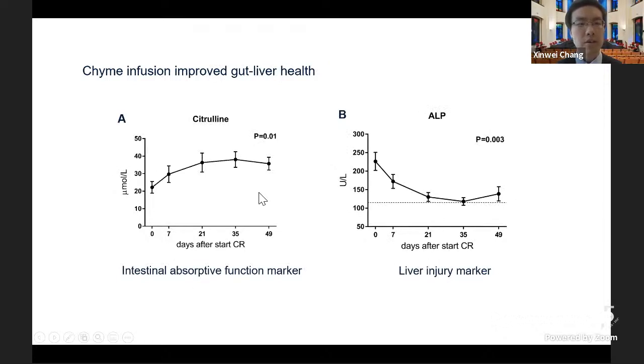Then we studied the effect of chyme reinfusion on the gut liver health. In figure A, citrulline is an intestinal absorptive function marker. Citrulline levels are increased after chyme reinfusion and were normal in all patients at 5 weeks after chyme reinfusion. In figure B, ALP is a liver injury marker. After chyme reinfusion, the ALP levels decreased, indicating that the chyme reinfusion improved the gut liver health.